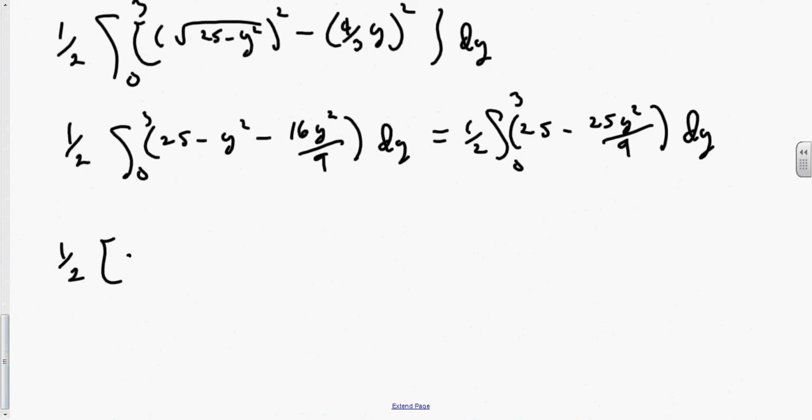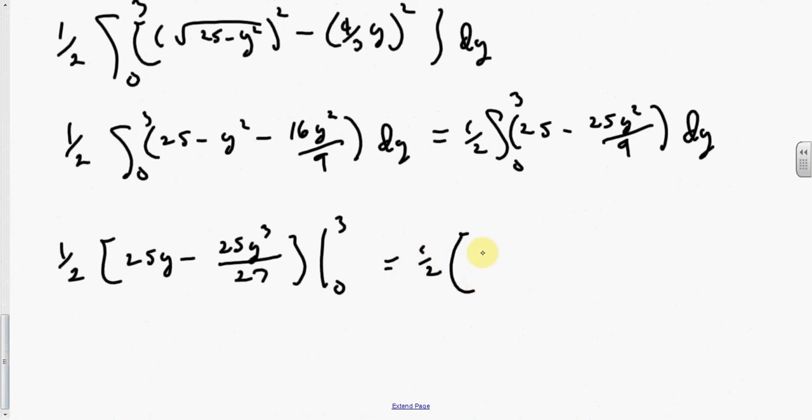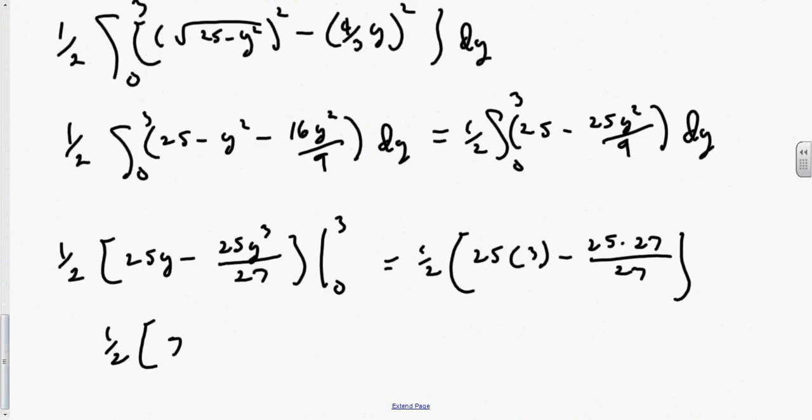Integrate. We have 25y minus 25y to the third, all over 3 times 9 is 27. The y is evaluated from 0 to 3. 1/2 times 25 times 3 minus 25 times 27 over 27. So we get 1/2 times 75 minus 25. We get 50 over 2, or just 25.